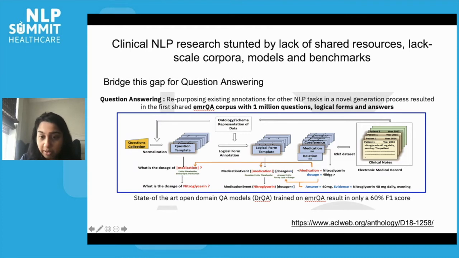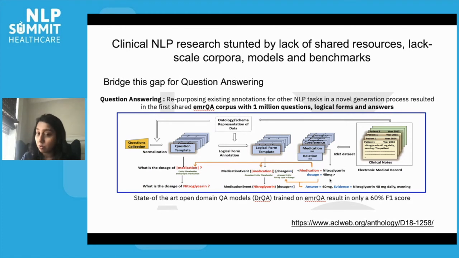As you can see here, nitroglycerin dosage equals 40 milligrams. Nitroglycerin goes into the slot filling of the question and logical form, and the 40 milligrams goes into answering the question. This is a simple example from the data set. There could be far more complex examples when, say, a relation data set is considered. But what this allows us to do is eliminate the dependence on a medical expert in annotating spans of text for a question and saying that this is the answer.